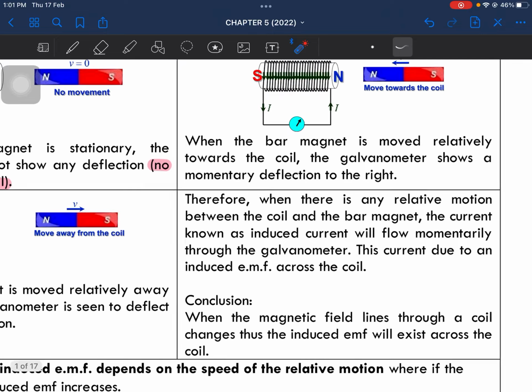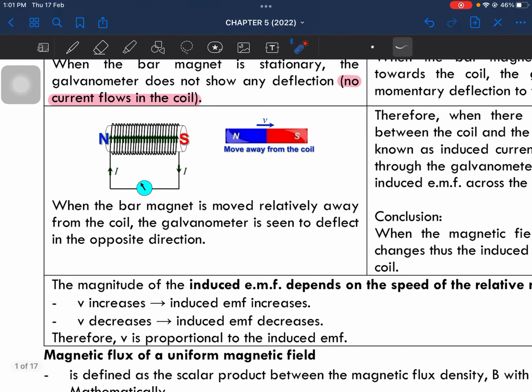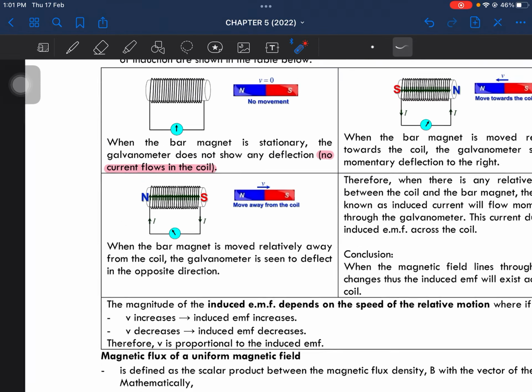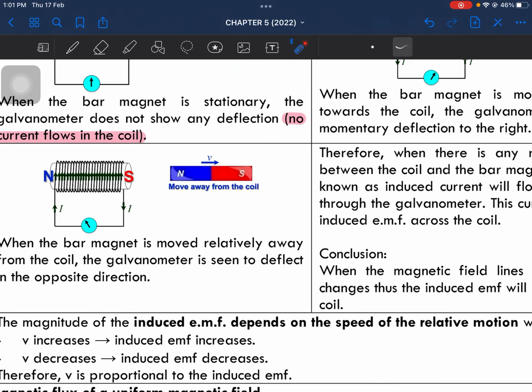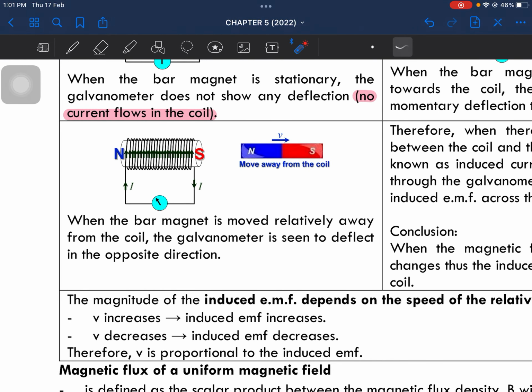Then after that he tried moving the magnet away from the coil. By moving the bar magnet away from the coil, it causes the galvanometer to deflect in the opposite direction. Before it was on the right and now it is on the left. It is basically showing us the direction of the current.